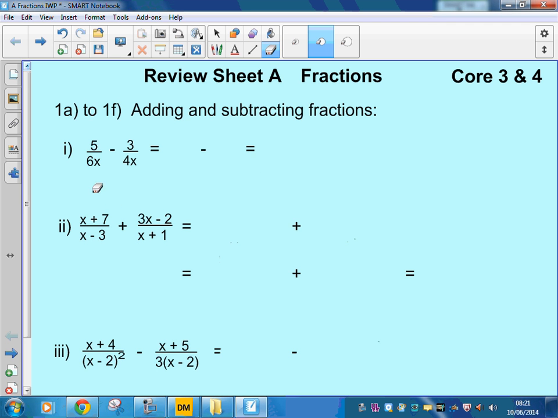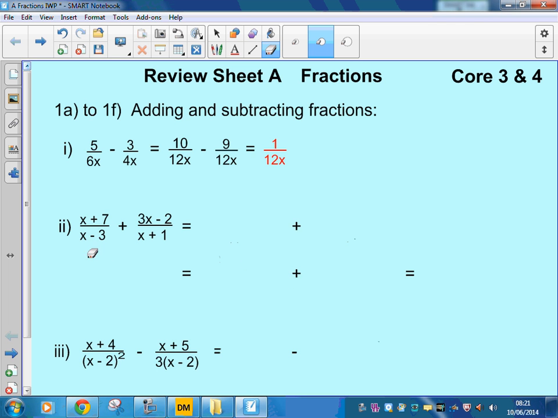Just the same as for ordinary fractions, you need the lowest common denominator. So in this case it's going to be 12x, so we multiply the top and bottom here by 2, the top and bottom here by 3. So you're going to get 10 over 12x, take away 9 over 12x, which gives you 1 over 12x.